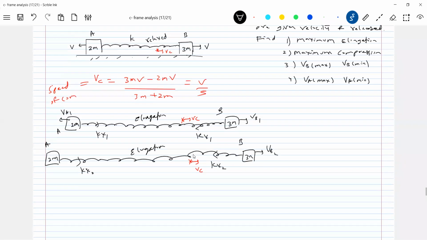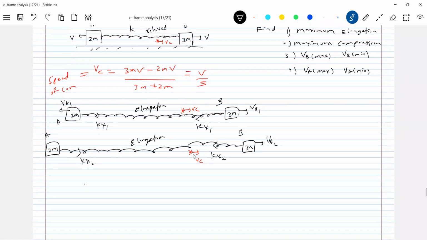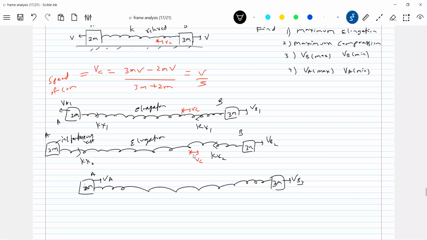Now at maximum elongation, what will happen? The block has come to instantaneous rest. So now what will happen? Again, it will start moving towards right, and this will continue to move. You call these VB3 and VA3. Now this is KX3. This is also elongation.